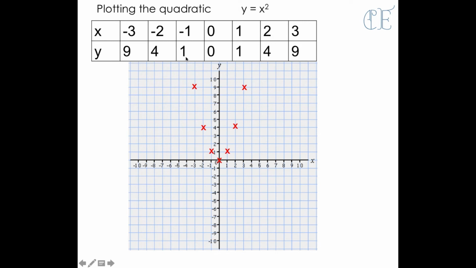Now, as you can see, there is a pattern. You've got 9, 4, 1, 0, 1, 4, 9. Okay, and you'll see that's because it creates this curve.